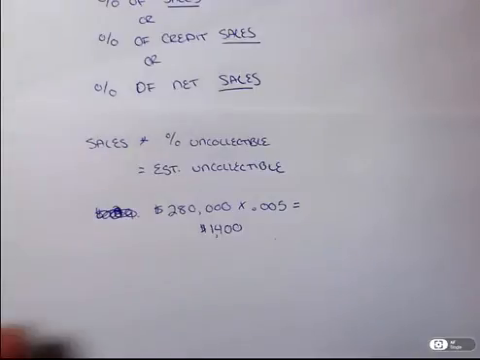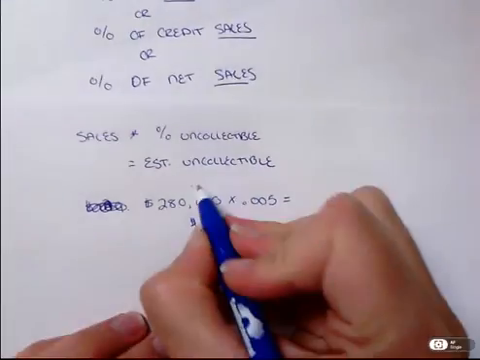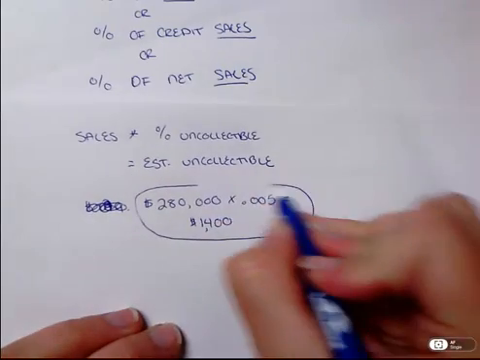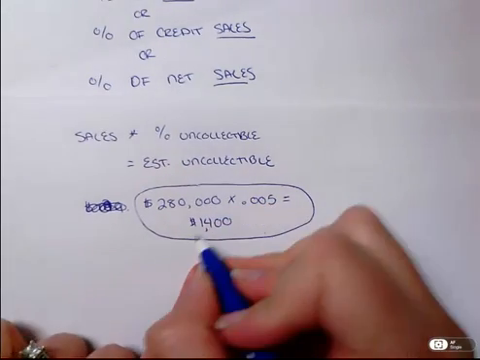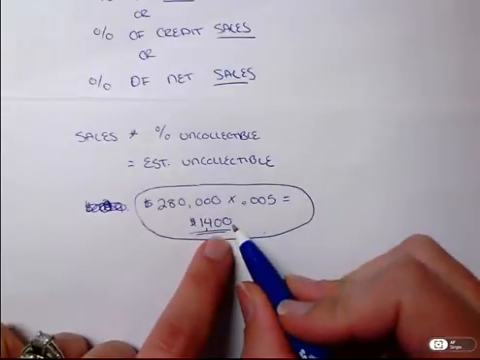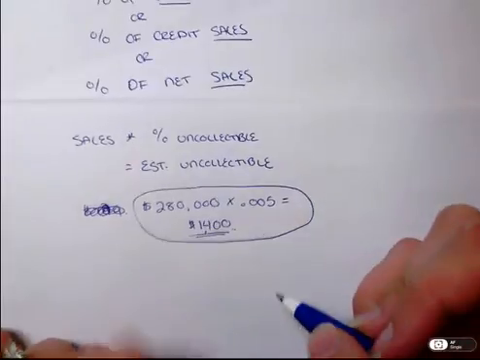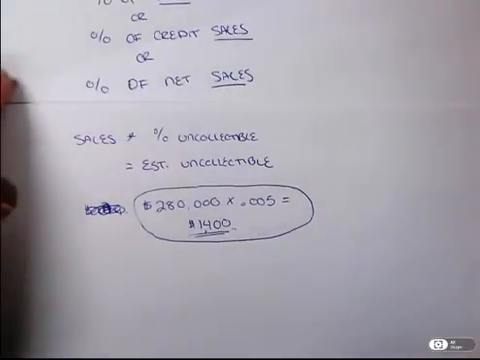After you've done the math, 280,000 times 0.005, you will get a total of $1,400. So this is the estimate of what's uncollected or uncollectible. What we're going to do now is put that into a journal entry, and let me show you what the journal entry looks like.